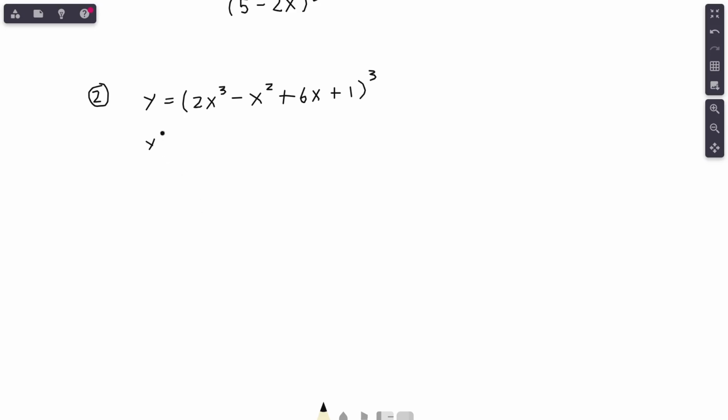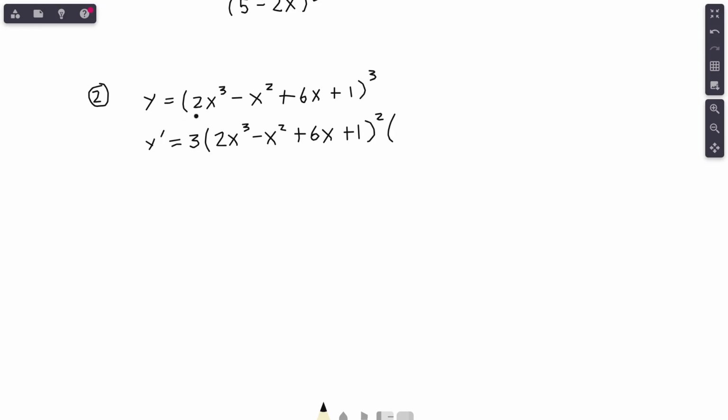So y prime: we take the derivative of the outside and multiply by the derivative of the inside. For the derivative of the outside, we bring down the 3. So it's going to be 3 times, and then we're not going to change any of this inside. Now we subtract 1 from the power. That's the derivative of the outside, right? 3, keep this, and now it's going to be squared.